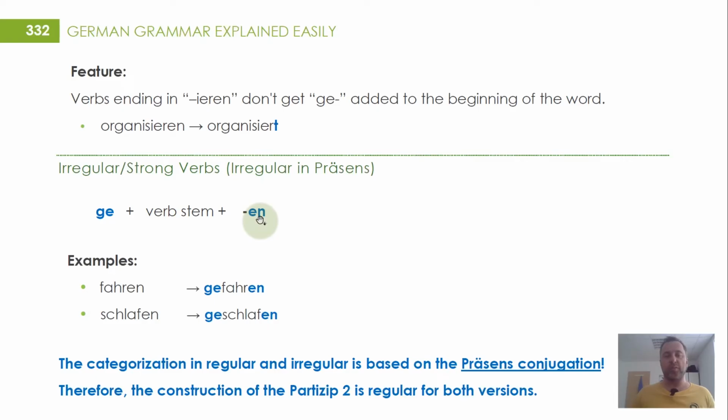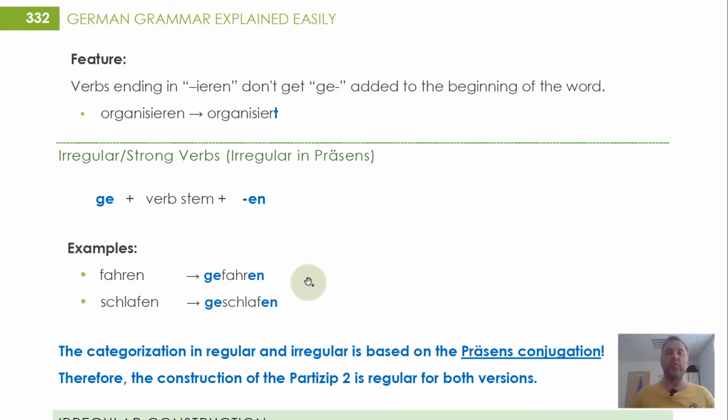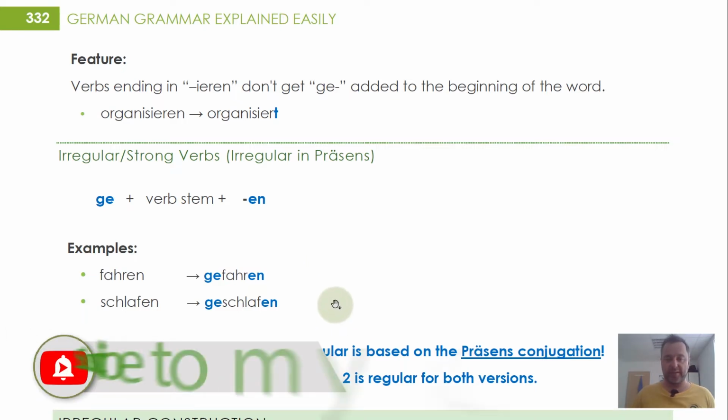At the end, we do not put the T, we put an EN there. So for example, fahren is du fährst, so no T, but EN, gefahren. Schlafen is du schläfst, so with the Ä, and here geschlafen. So this is the regular creation of the past participle, Partizip 2.